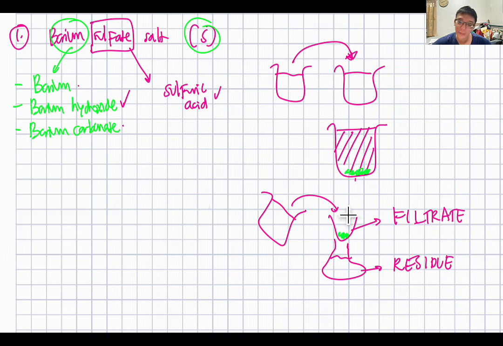Now, since the filtrate is a little bit wet, we can rinse it with distilled water, and then we can dry it, or crystallize it, or evaporate it so that it's dry. So the final step is to dry this green thing.